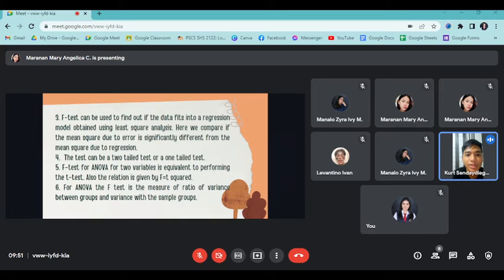And number 6, for ANOVA, the F-test is the measure of the ratio of variance between groups and variance within the sample groups. Analysis of variance uses F-tests to statistically assess the equality of means when you have three or more groups. When we say ANOVA, it uses F-tests to statistically test the equality of means.